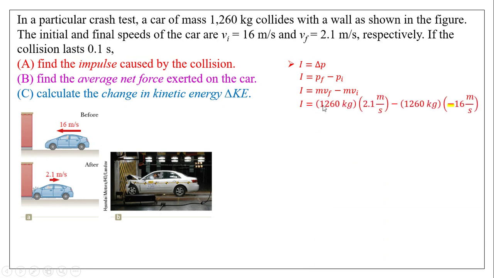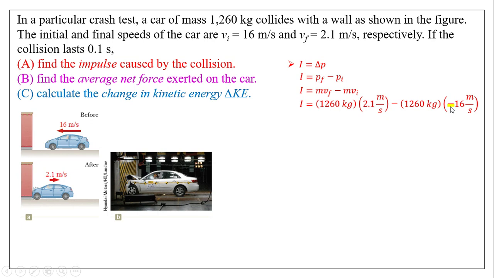The mass here is given as 1,260 kilograms. The final velocity, VF here, is final velocity. In the diagram, the 2.1 meters per second is pointing to the right, so that'll be a positive 2.1. And then here the function itself is minus, so I'm going to carry that minus sign down there. And then the mass once again is 1,260 kilograms.